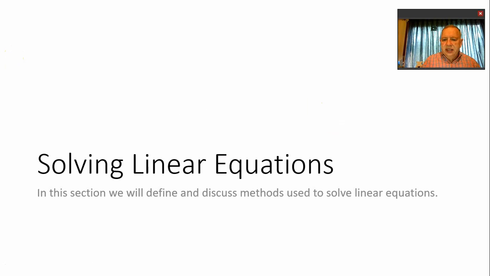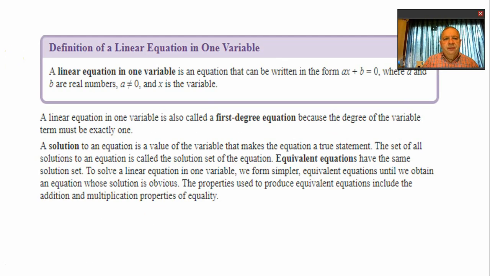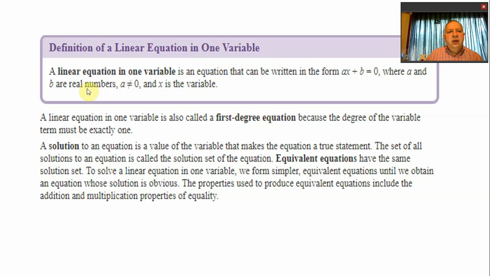So, solving linear equations in this section. Linear equations are equations with only a power of 1 in any exponent. Okay? So a linear equation of one variable is an equation in the form of ax plus b is equal to 0, where a and b are real numbers, a is not equal to 0, and x is the variable. That's the variable that we are trying to find out once we write this in this form.